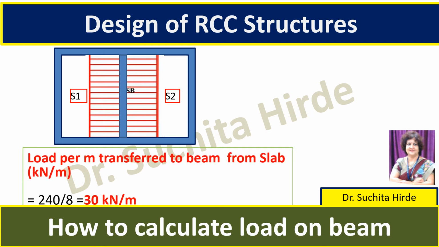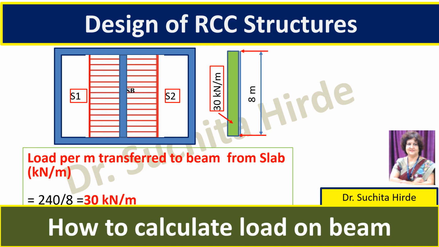So once you calculate the uniformly distributed load on beam, here we got 30 kilonewton per meter. You can show it on the beam. Uniformly distributed load 30 kilonewton per meter and span is 8 meter. Now you can calculate the design bending moment and shear force for further calculation. But this is the load which is transferred from slab to beam.